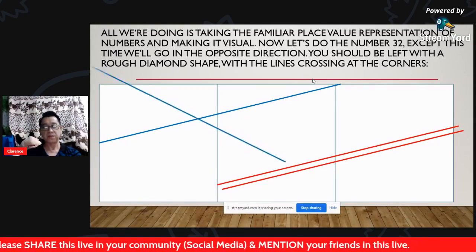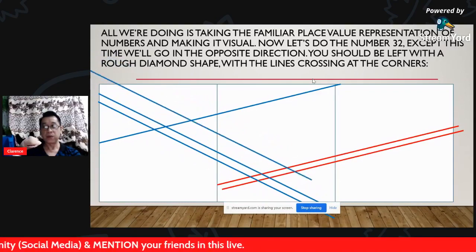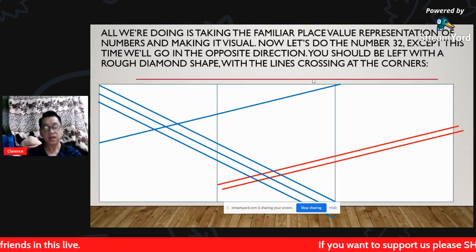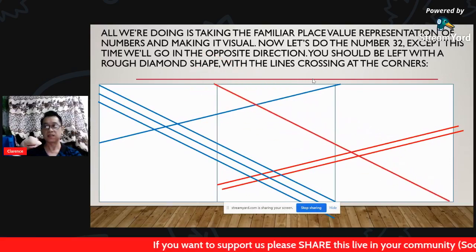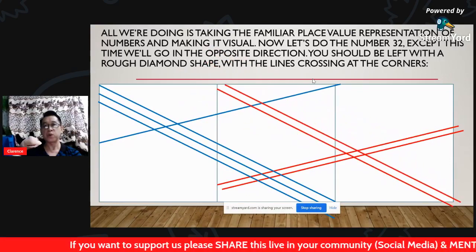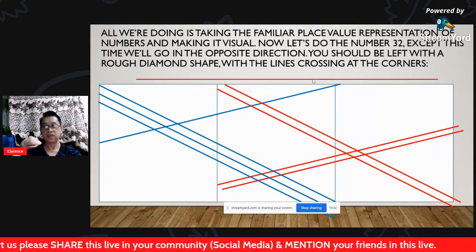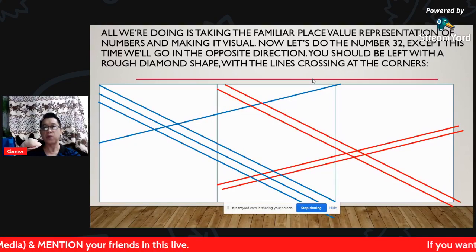So let us see. For number 3, we represented it by blue lines, and for number 2 we represented it by red lines. So take note, we use blue lines for the tens, and for the ones we use the red lines.